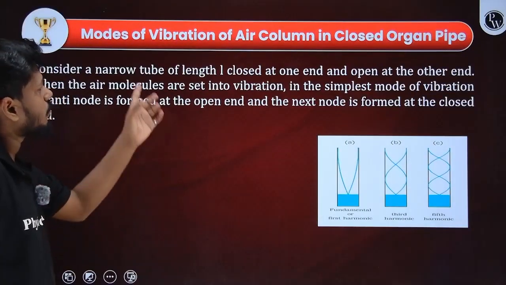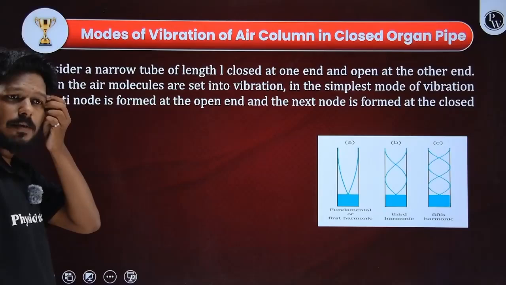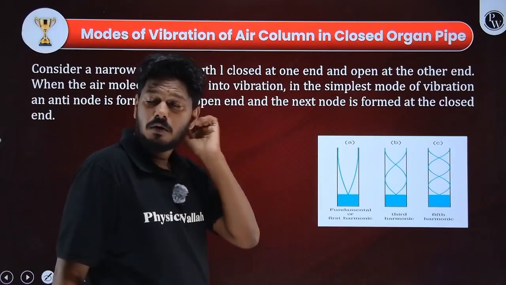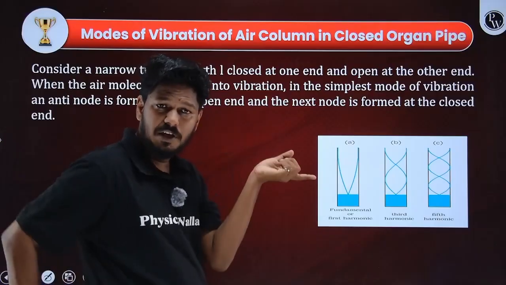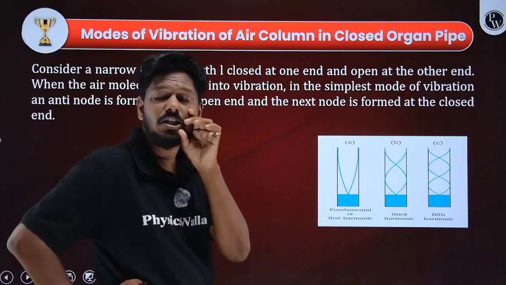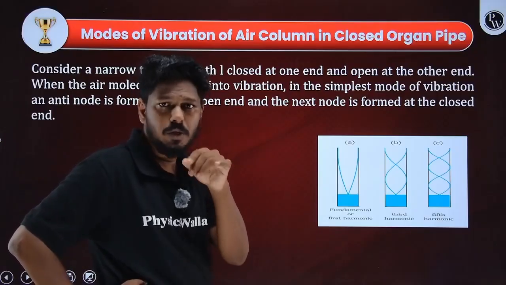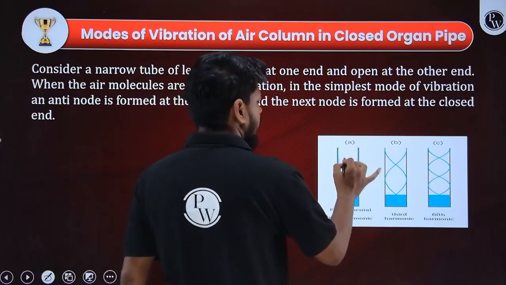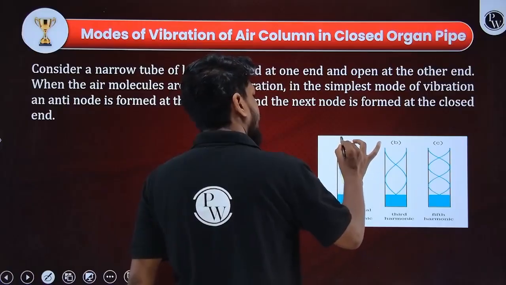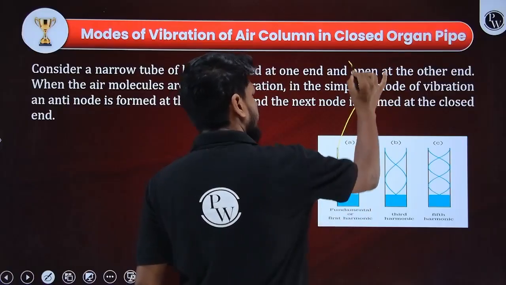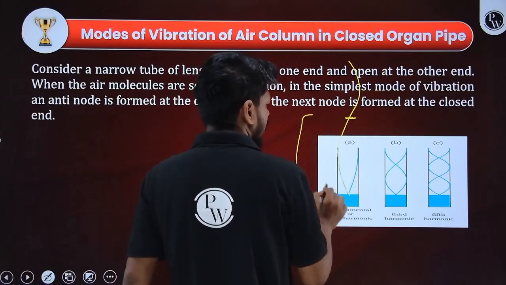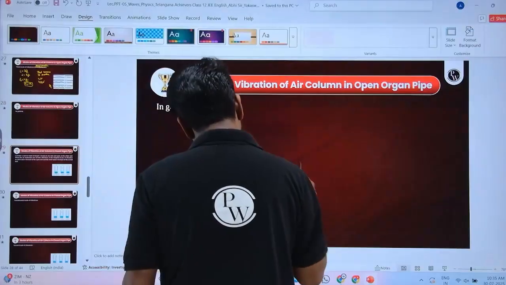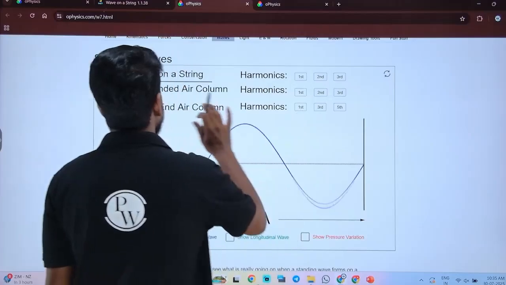Next we have the closed organ pipe. This closed organ pipe is a little bit different. In the previous thing we saw distance is equal to lambda by 2. Here we are going to have this distance equal to lambda by 4. If I am completing a wave, my wave is going to get complete over here. So from here to here it is lambda by 2, so this distance is lambda by 4. Before going to this, let me quickly show you the open air tube.